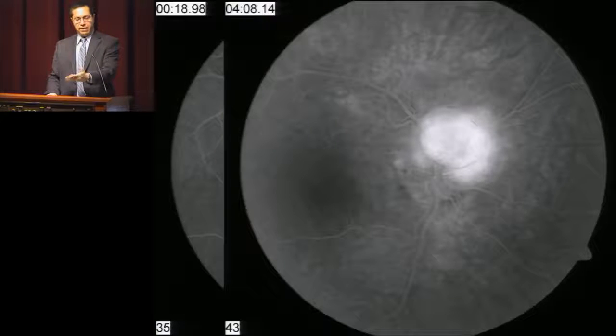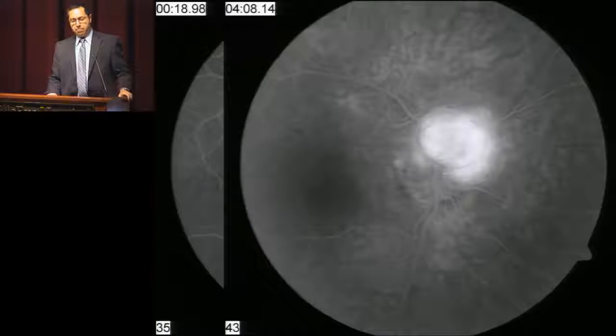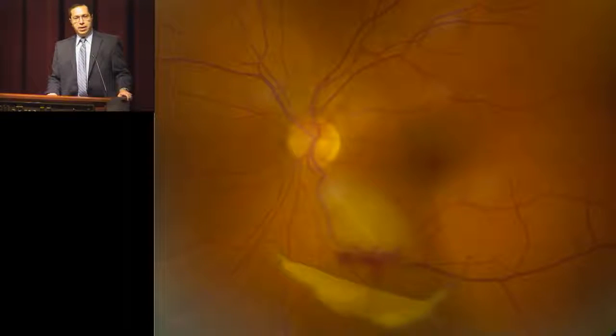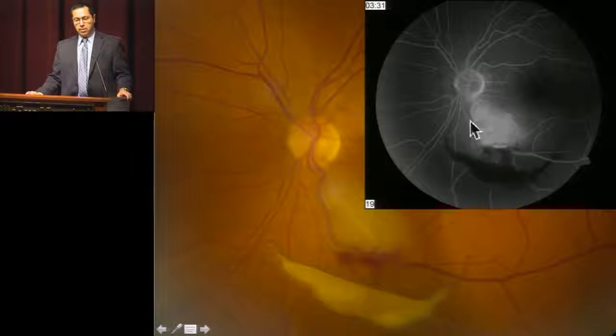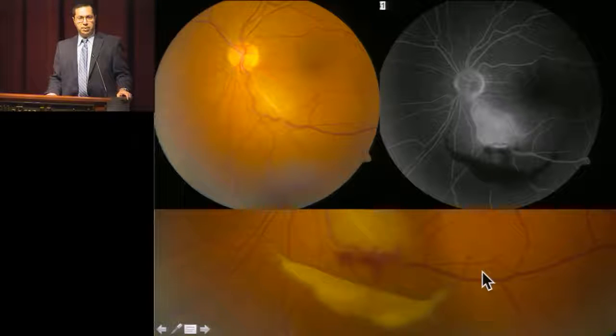Late, they show intense staining. So going back to our lesion, where is the astrocytic hamartoma? Fluorescein angiography will help. This is the tumor there. It's hyper-autofluorescent. And here, of course, it's old blood. So they can have some hemorrhage. You can see it here, and there is pre-retinal hemorrhage there. And after some time when the blood is absorbed, you are left with the tumor itself.